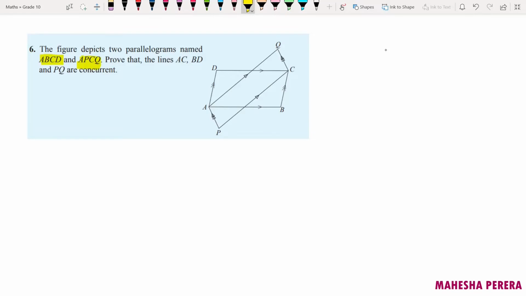And we are asked to prove that the lines AC, BD, and PQ are concurrent. What do you mean by concurrent? Concurrent means these lines pass through the same point. If these lines are concurrent, the meaning is these lines pass through the same point.